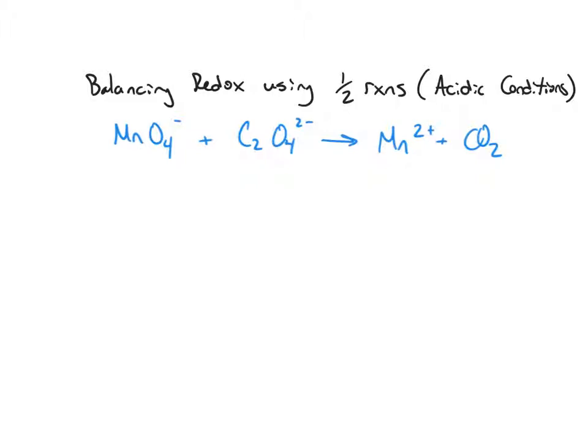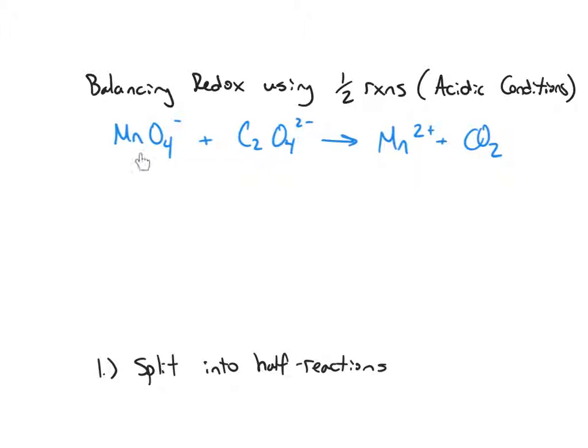But we've got basically two polyatomic anions. This is manganate and this is chromate. And this is the manganese ion, and then this is just carbon dioxide. The first thing I'm going to do when I want to balance this redox reaction is split it into half reactions.